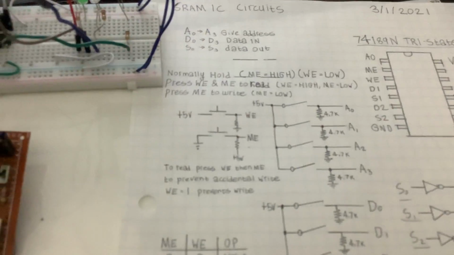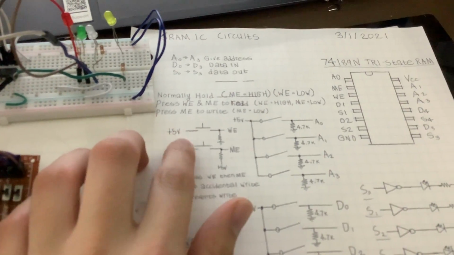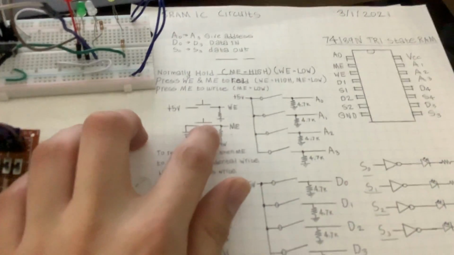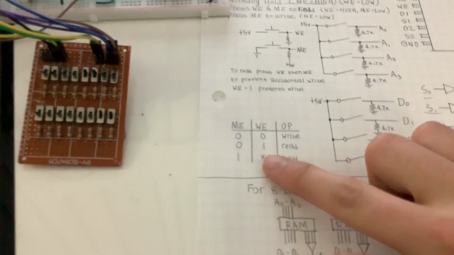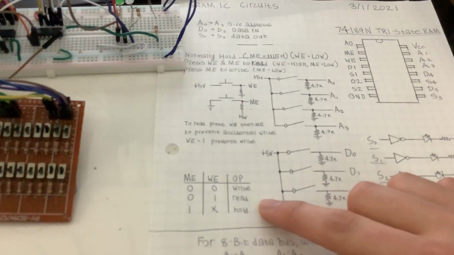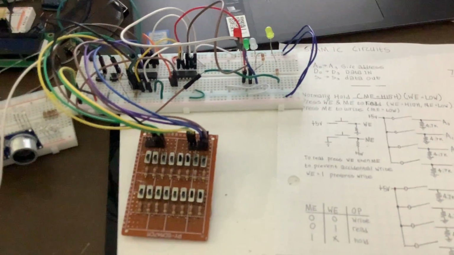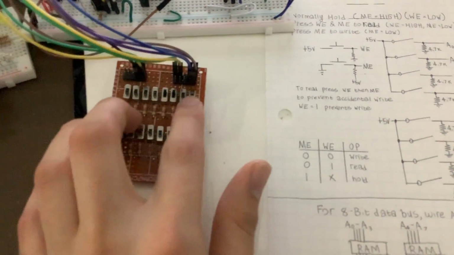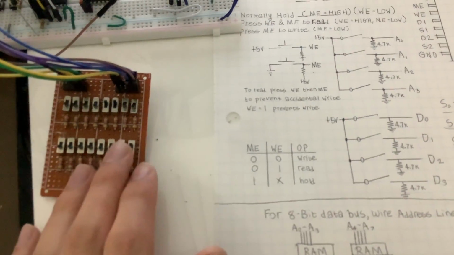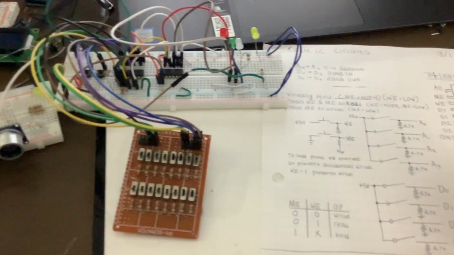This is where it gets a little interesting: your write enable has to go to 5 volts is what you're switching, and it's normally tied to ground, whereas your memory enable is the opposite. And here's your truth table and some other stuff which I wrote down. You basically want to make it so when I'm not pushing either of the buttons, it's holding, so that it's not constantly writing whatever is in the data lines to the location represented by whatever is in the address lines. So how it is right here is it's just holding.